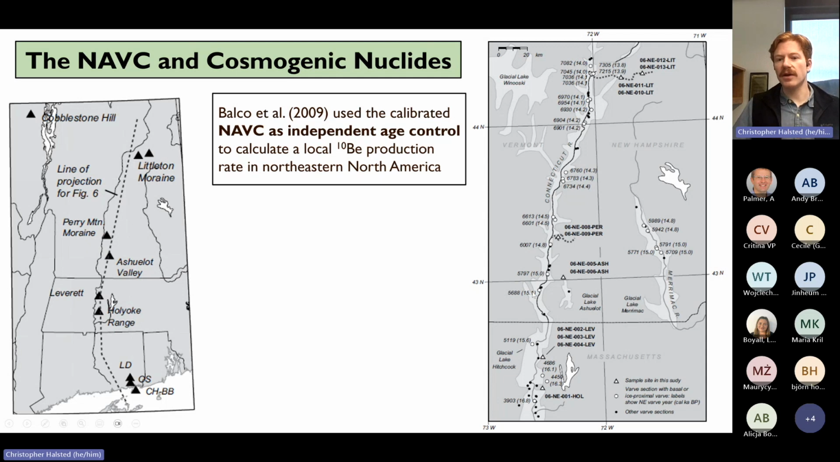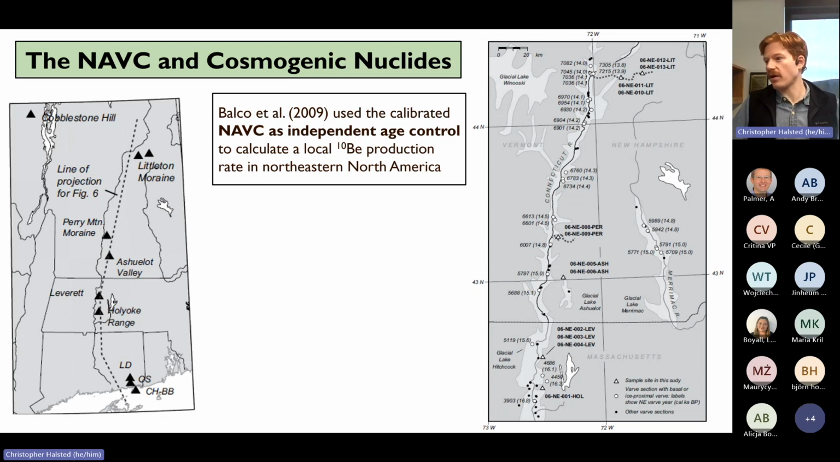And he compared the concentrations that he got to the ages implied by the nearby varve chronology. So here's a zoom in. We're basically in this region of northern Massachusetts and southern New Hampshire and Vermont, right around here. And going up the Connecticut River Valley, we have all these sites where varve sections were taken.